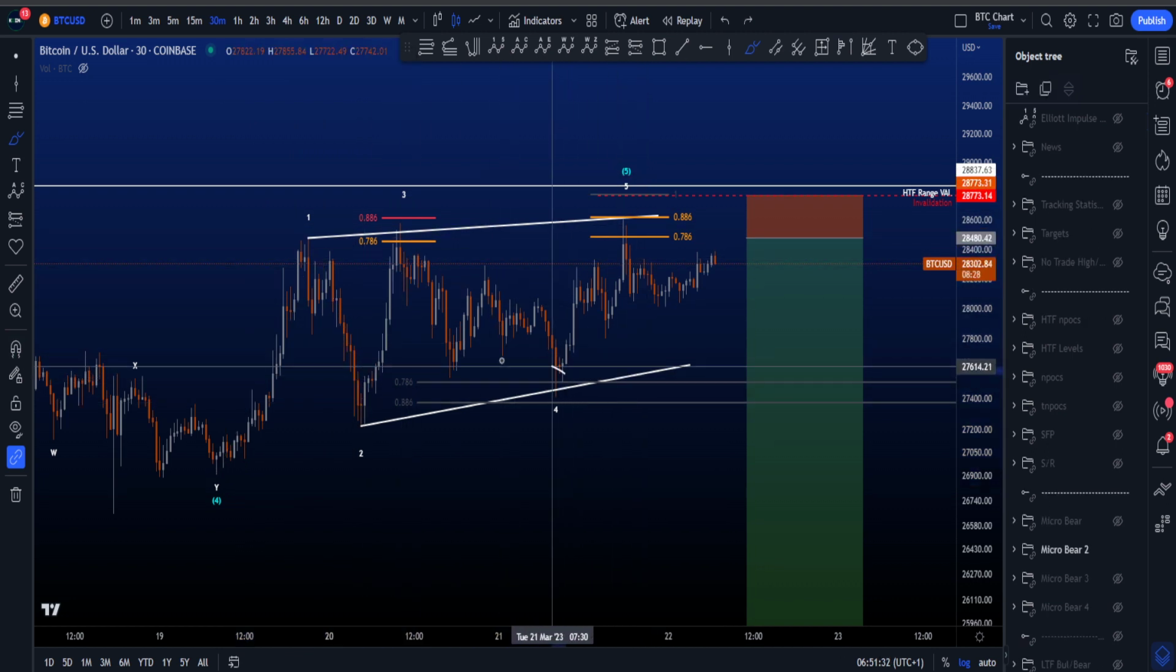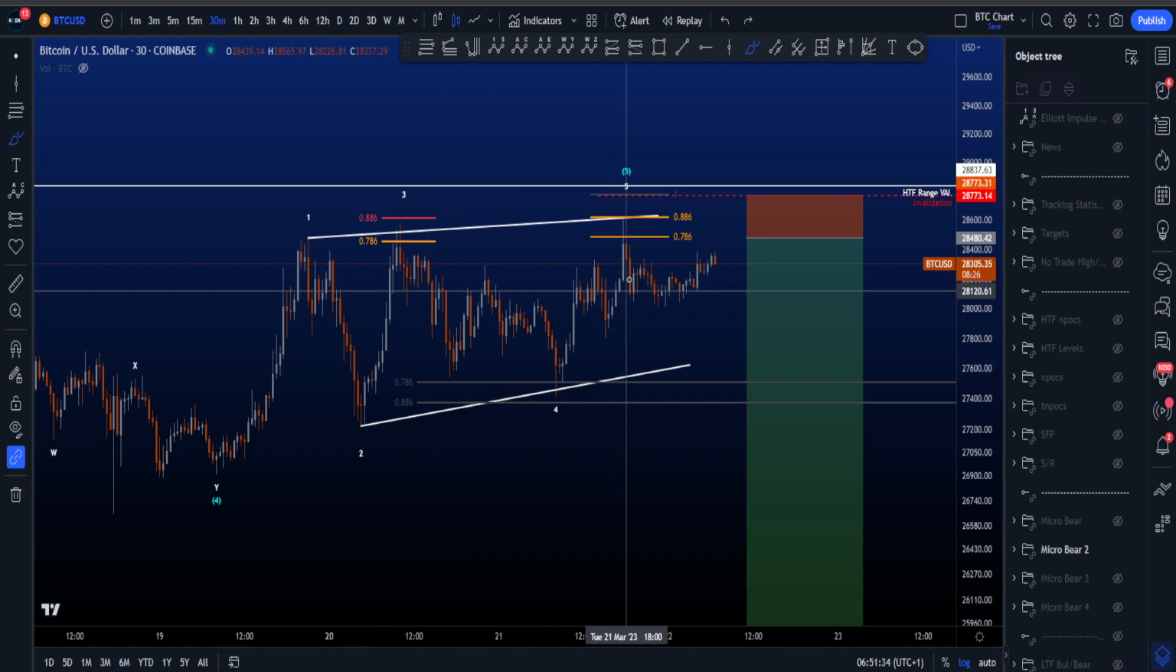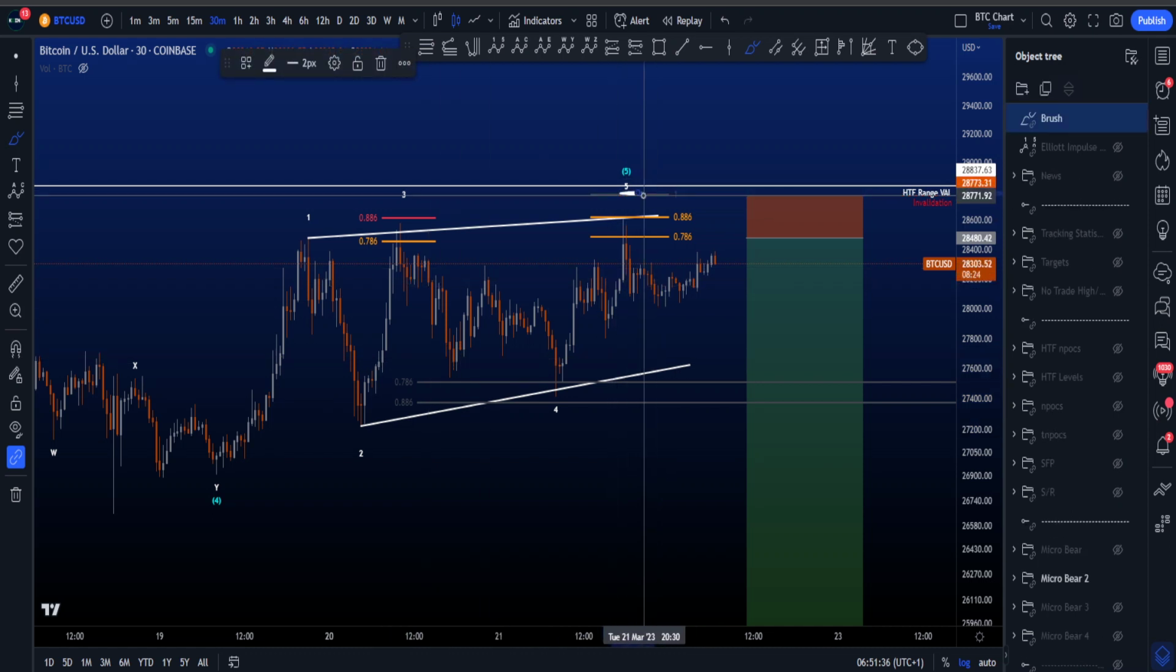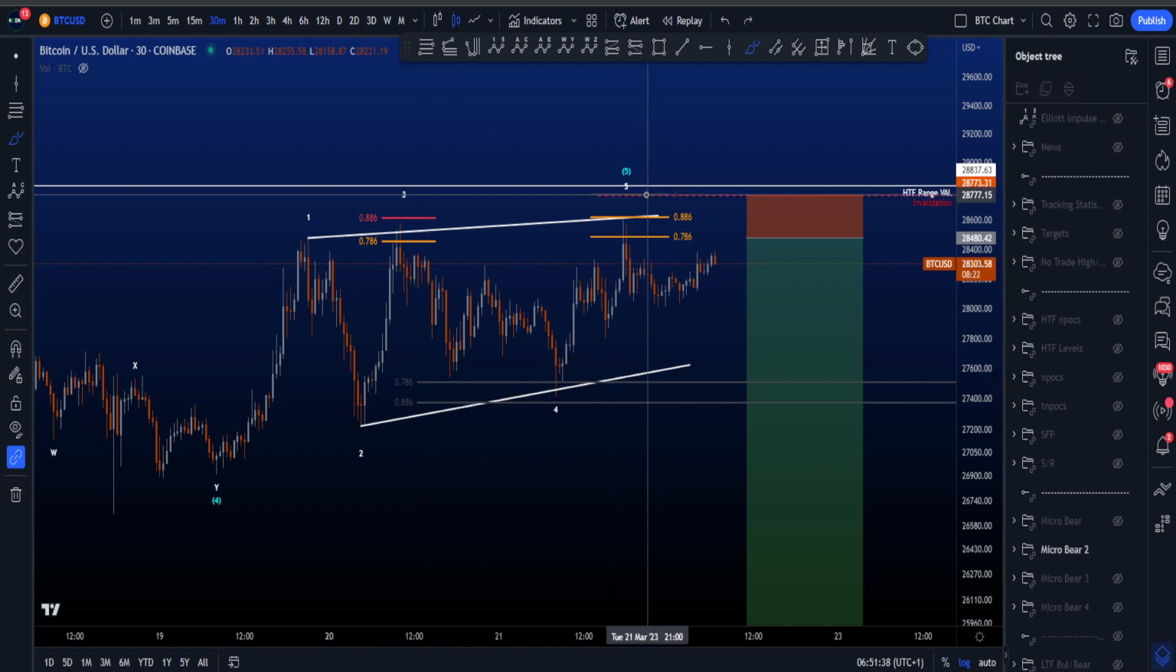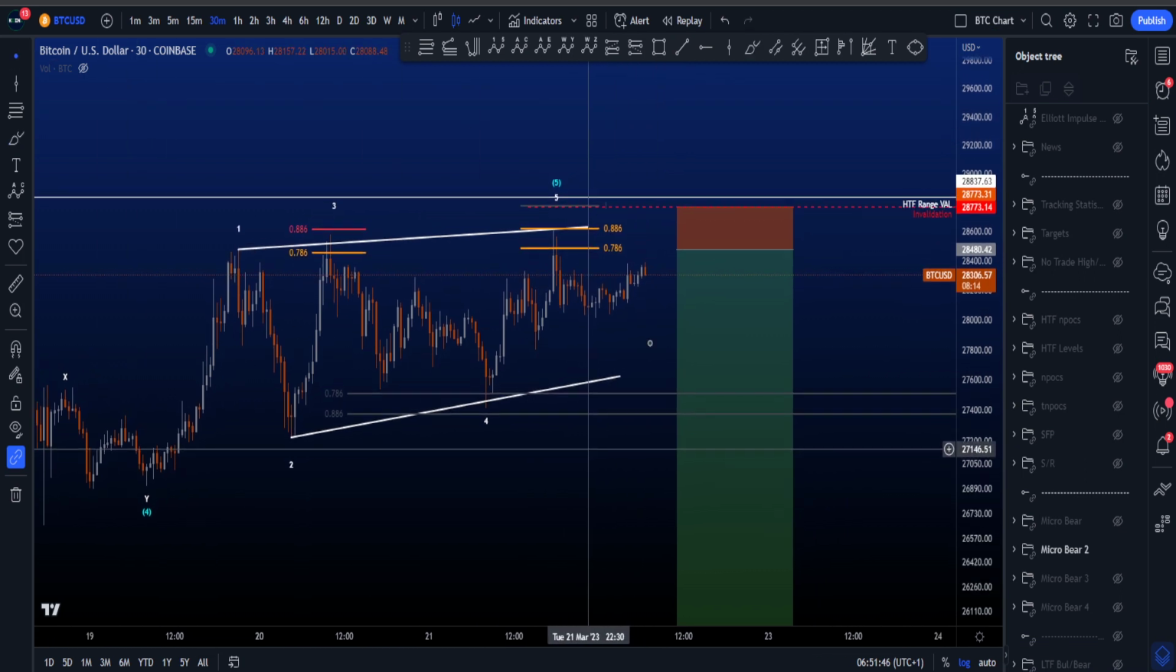Now, once again, wave 4 over here hit very, very rare targets, and wave 5, the maximum target of a wave 5, 28.7k, which also is the invalidation, is just below the other interesting confluences, which is something I don't necessarily like too much.